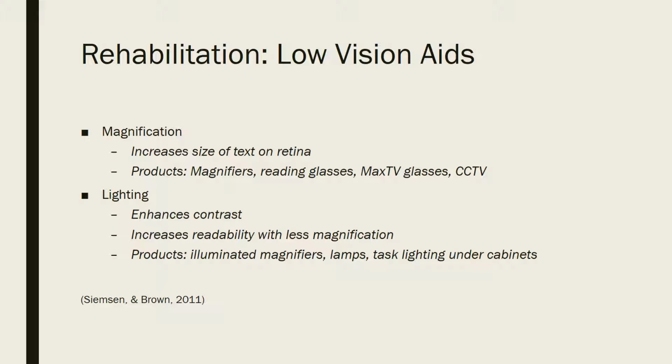Some popular lighting options are illuminated magnifiers, lamps, so essentially task lighting, as well as lighting under kitchen cabinets that can help with cooking tasks and reading recipes, things like that.